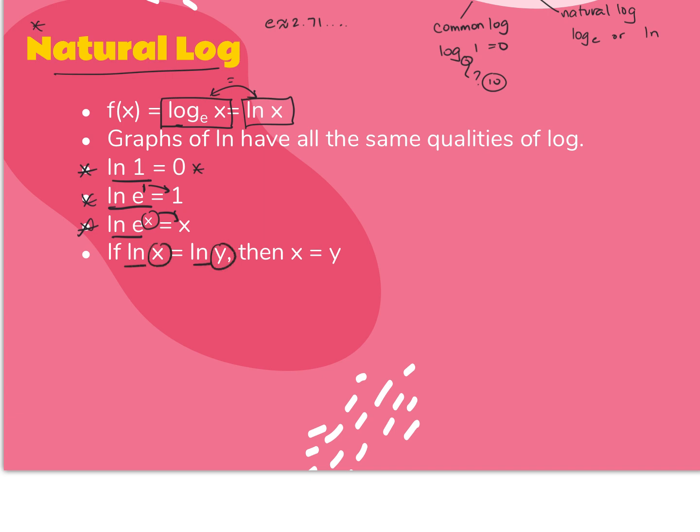And the last one again says that if the natural log of x equals the natural log of y, then x equals y. Because you'd cancel the natural log part and you'd be left with x and y. So again, if I expanded this out, log base e of x equals log base e of y, and everything else is the same, so the x has to equal the y.